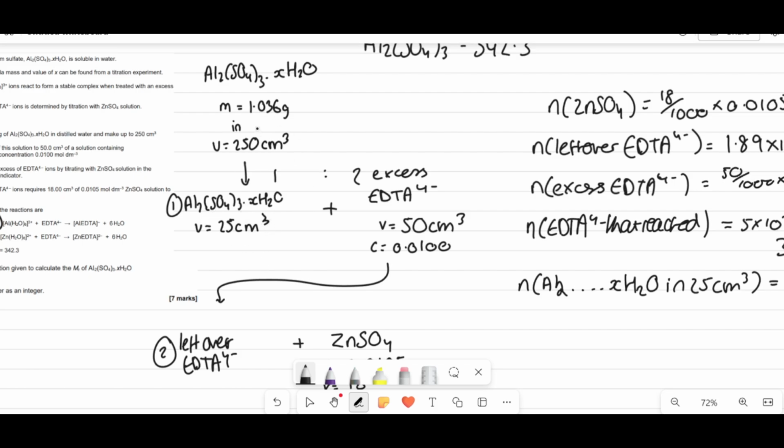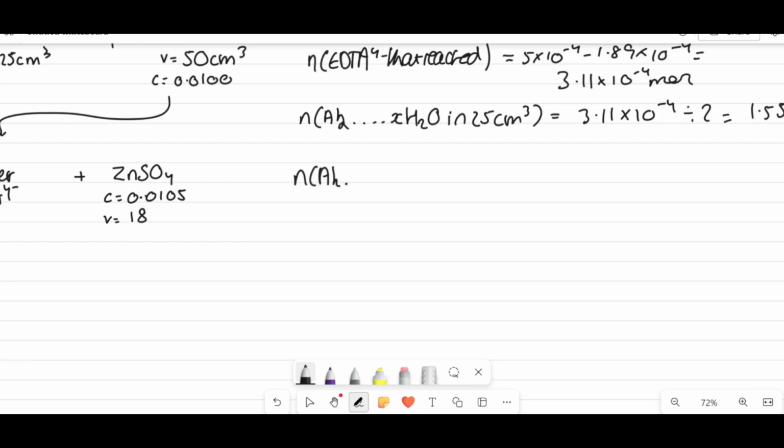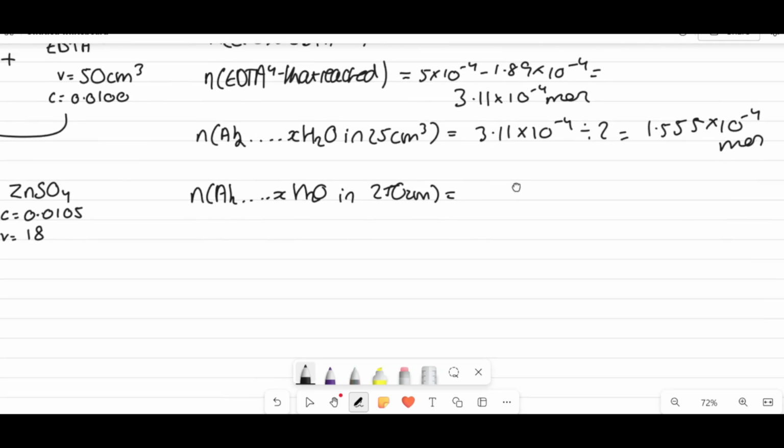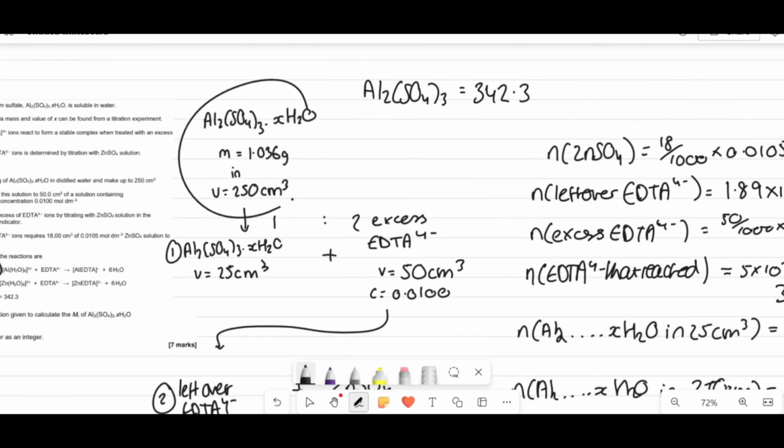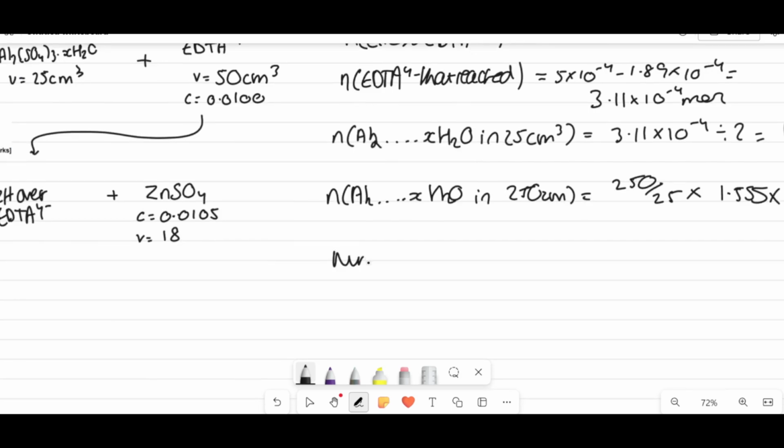Use the flowchart. We have it in 25. We want it in 250. There's 10 times as much in 250 than there is in 25. So that means that the moles of the Al2 blah blah blah XH2O in 250 centimeters cubed is going to be 10 times this, which is where that comes from, or 250 over 25 times the 1.555 times 10 to the minus 4, which is 1.555 times 10 to the minus 3 moles. So now we know how many moles of this Al2 stuff is in this. We want to work out its MR, and they've given us the mass of this thing. So now we can just do MR equals mass over moles, which is 1.036 divided by 1.555 times 10 to the minus 3, which is 666.2 grams per mole.